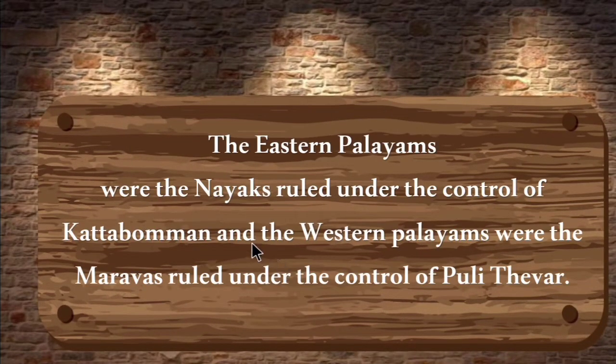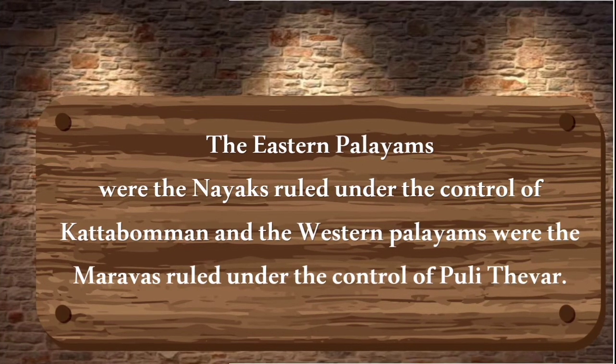The eastern palayams, where the Nayaks ruled, were under the control of Kattaboman. The eastern palayam was ruled by Nayaks, but it was under the control of the Palayakarar named Veerapandiya Kattaboman, and the western palayams, where the Maravas ruled, were under the control of Pulidevar. I hope you are clear with this.